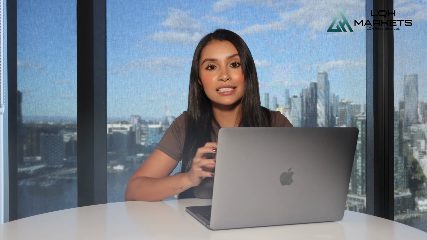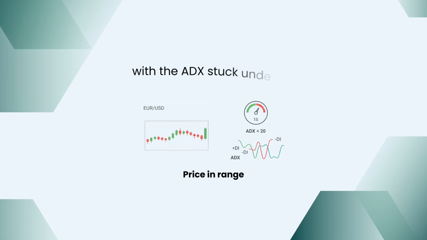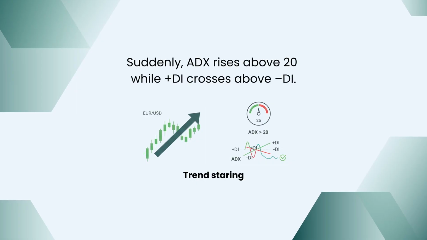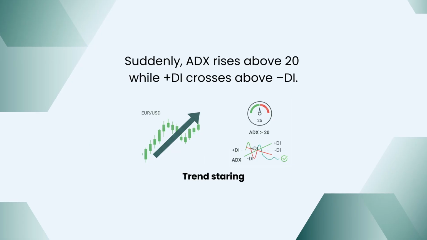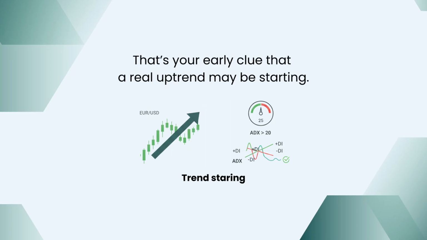Now, let's connect it to real trading. Imagine EUR/USD has been going sideways for days, with the ADX stuck under 15. Suddenly, ADX rises above 20 while plus DI crosses above negative DI. That's your early clue that a real uptrend might be starting.